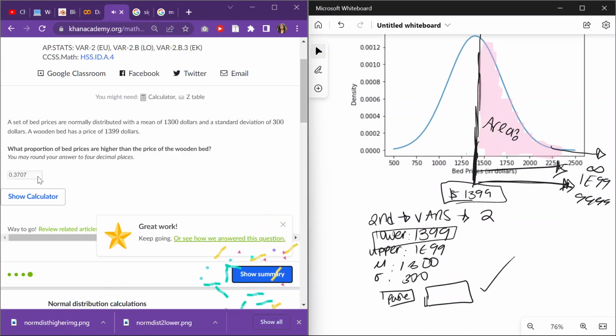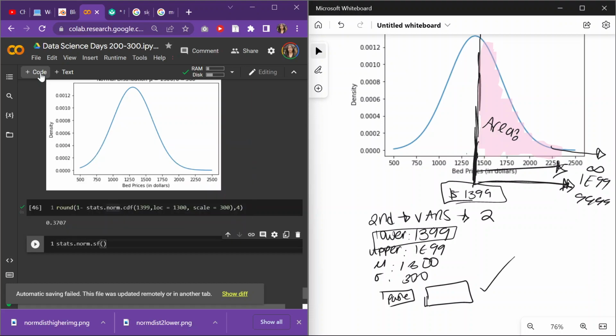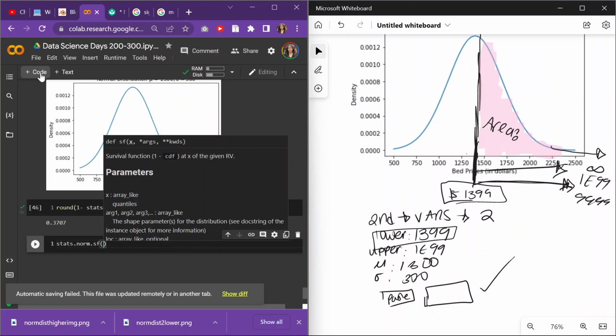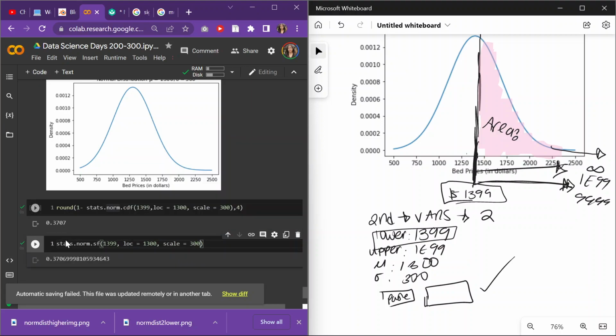Okay, but another way to do this, which I mentioned in my last video, is to do stats.norm.sf. SF is the same as 1 minus CDF, and just put in your values. So 1,399, loc, which is your mean of 1,300, and your scale, which is the standard deviation of 300, and it should give you the same answer if you round it to 4 decimal places, if this thing wants to load ever. See? So that's it.